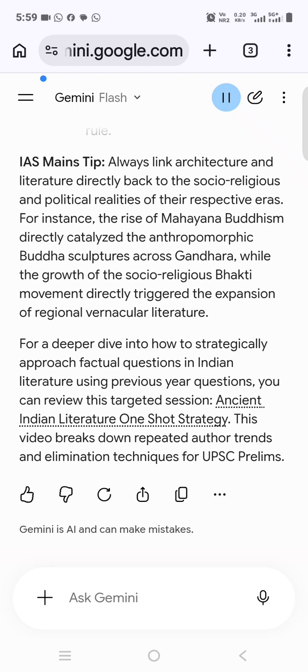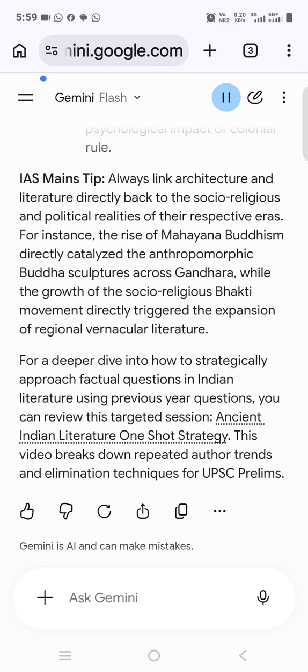Sociopolitical realism. Authors like Premchand reflect directly the socio-religious and political realities of their respective eras. For instance, the rise of Mahayana Buddhism directly catalyzed the anthropomorphic Buddha sculptures across Gandhara, while the growth of the socio-religious Bhakti movement directly triggered the expansion of regional vernacular literature.